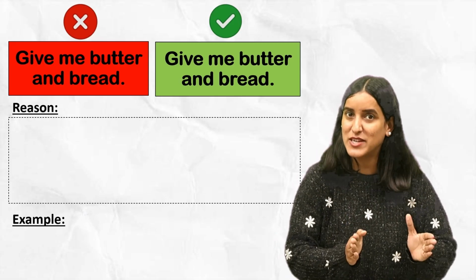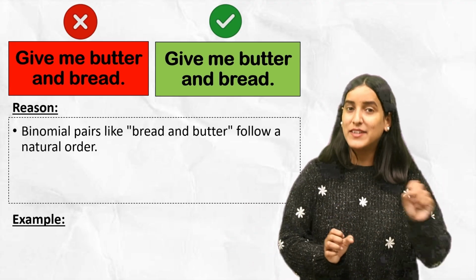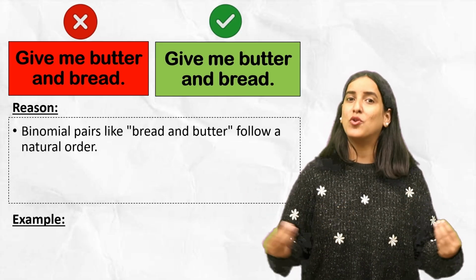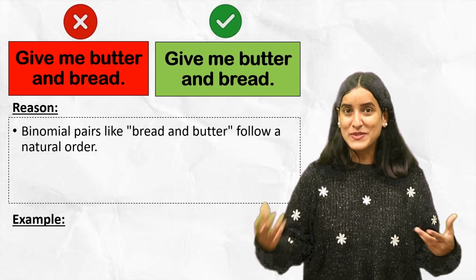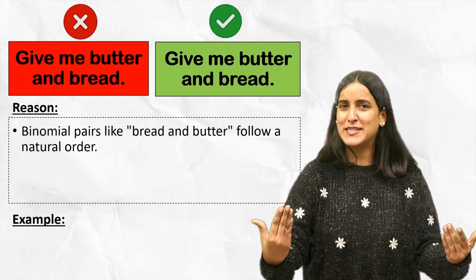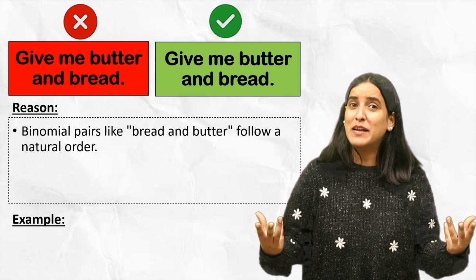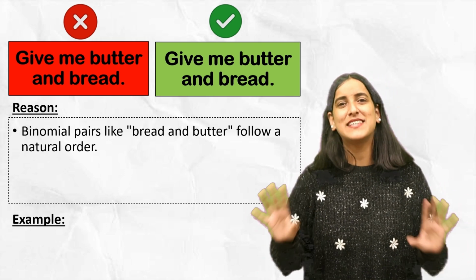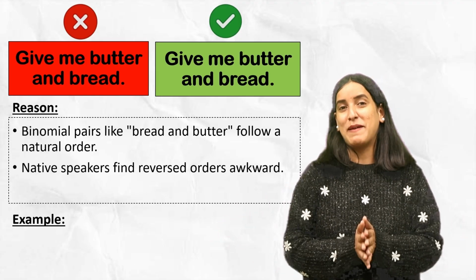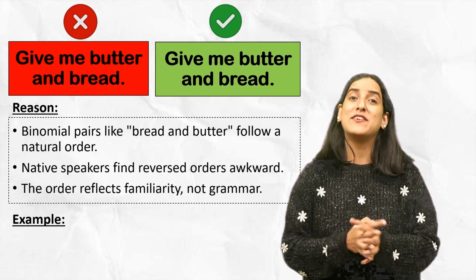We call these fixed expressions binomial pairs, which means where two words are joined by and or they are joined by or. Okay, now these pairs have a natural order that native speakers use instinctively. For example, bread and butter feels correct because it is more familiar and commonly used as compared to butter and bread. Now, saying butter and bread may not be grammatically wrong, but it sounds awkward to English speakers because it goes against the expected order, right?